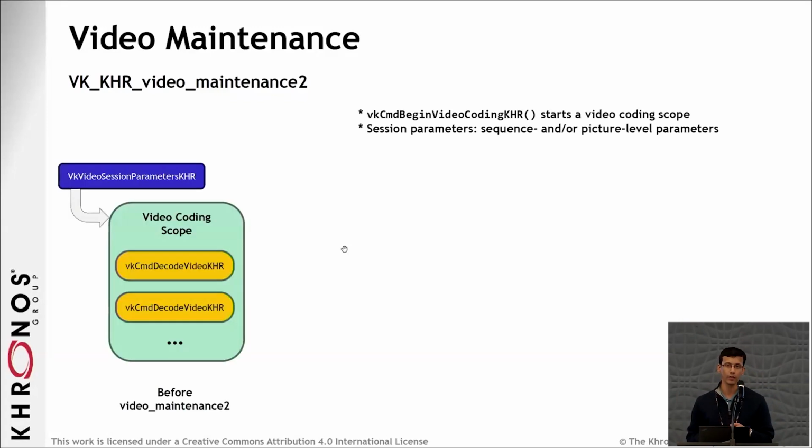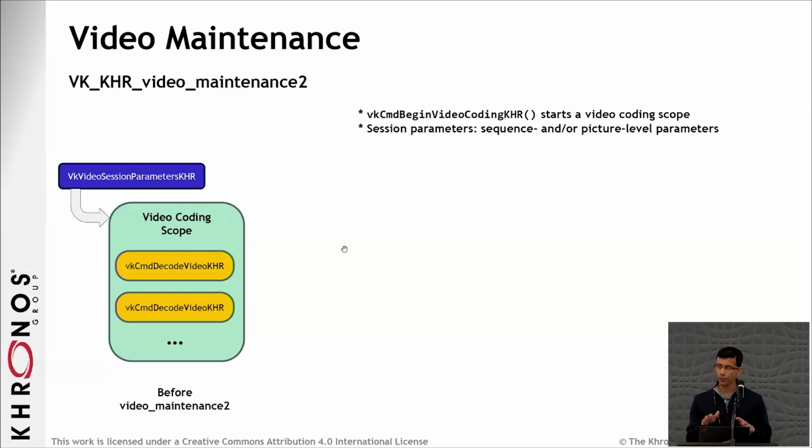And in Vulkan Video, we put the headers in a video session parameters object, which is then provided when you start a video coding scope within the command buffer, and the video commands, the video decode or encode commands, go into the video coding scope. So they automatically get the information from the headers and the decoding continues like that.